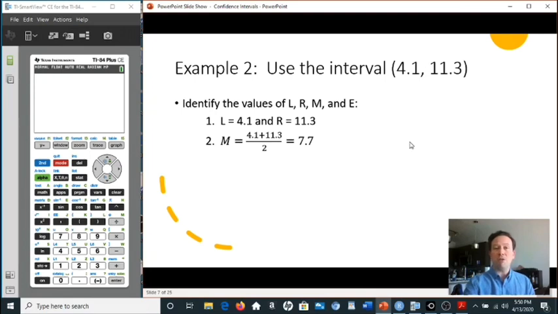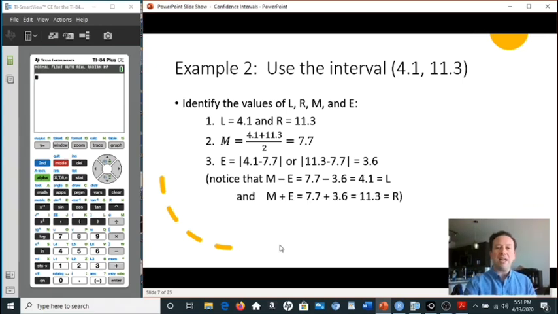And how do you get the margin of error? Just subtract the mean and one of the endpoints. There are 2 ways you could do it. The margin of error is the left endpoint minus the mean, or the right endpoint minus the mean. Then you take the absolute value and you get 3.6 either way. So the left and right endpoints are 4.1 and 11.3. The mean of the interval is 7.7, and the margin of error is 3.6. You could also say it's plus or minus 3.6. And also notice again, if you do it backwards, where you take the mean minus the margin of error and the mean plus the margin of error, it gives you back the left and right endpoints.